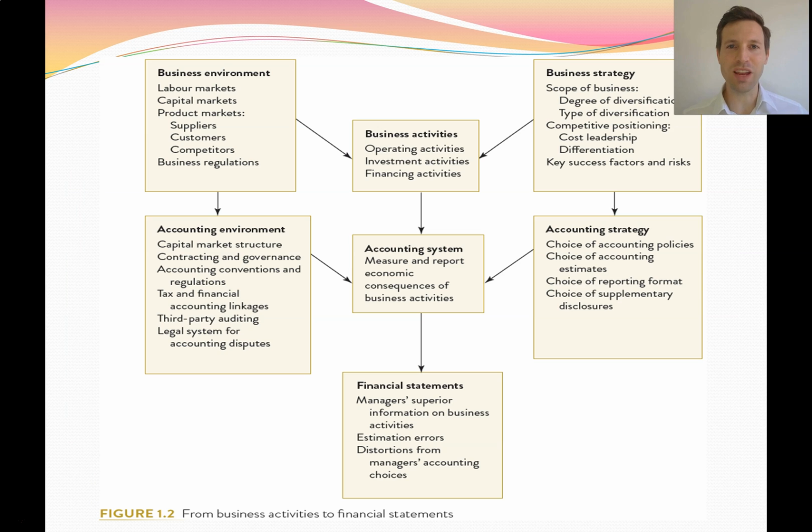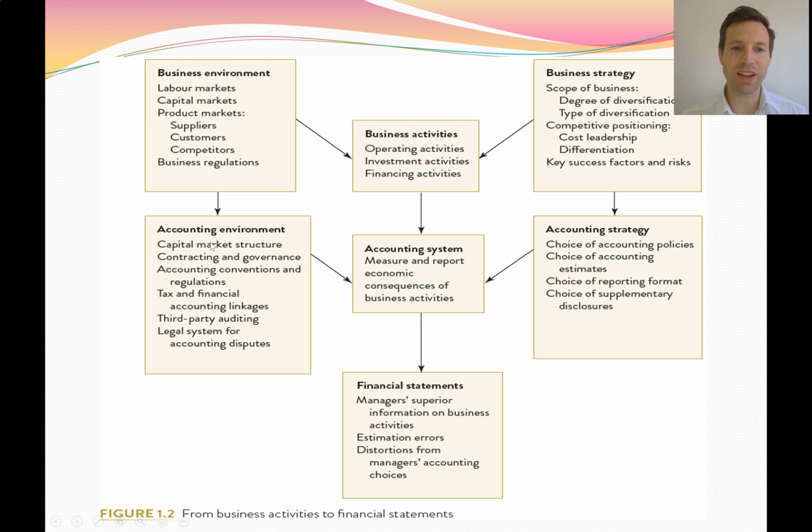So to create financial statements, there's a whole range of different factors that all feed into their creation. So down here in this figure, we've got financial statements. And financial statements are created based on a firm's accounting system. And the firm's accounting system is influenced by the accounting strategy the managers choose, which is influenced by the firm's business strategy. The firm's business operations, business environment, and accounting environment all feed into the accounting system as well. So there are all these various different factors that influence what accounting statements actually look like.